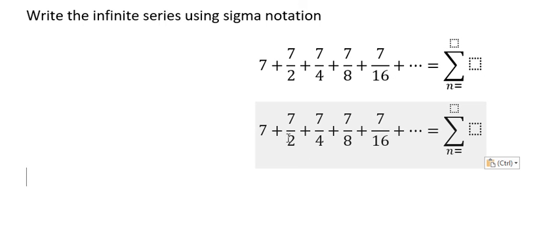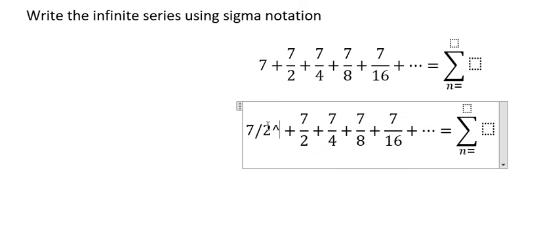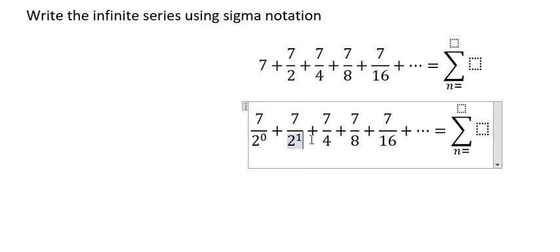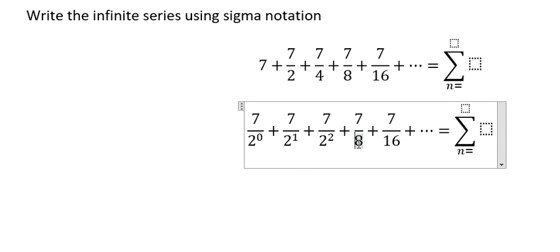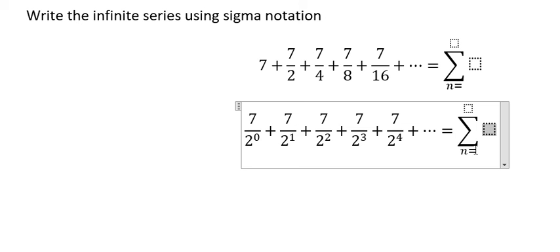So we see that number 2, number 4, 8 and number 16. That is about 7 over 2 to the power of number 0 in here. This one is about number 1. This one is about 2 squared. This one we have number 2 to the power of 3. This one we have number 2 to the power of 4. So in this situation, we start at number 0 in here, and then we go to infinity.